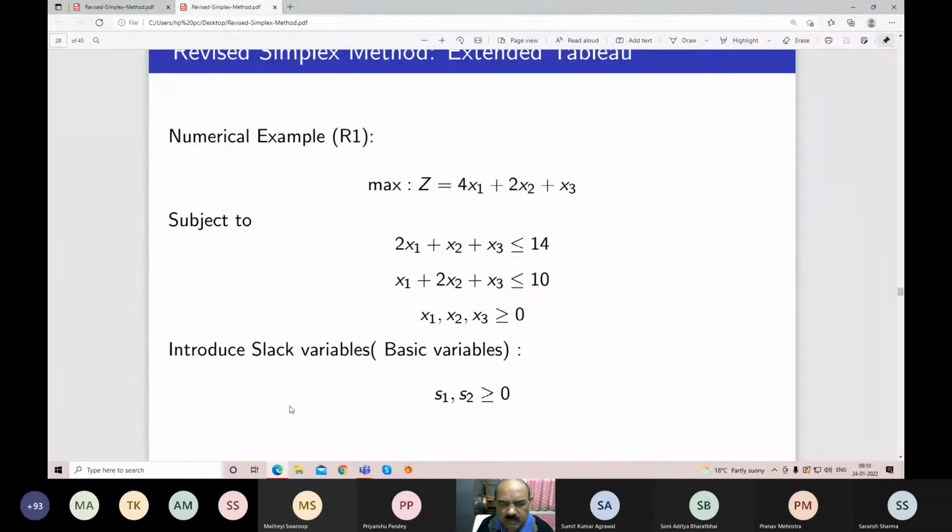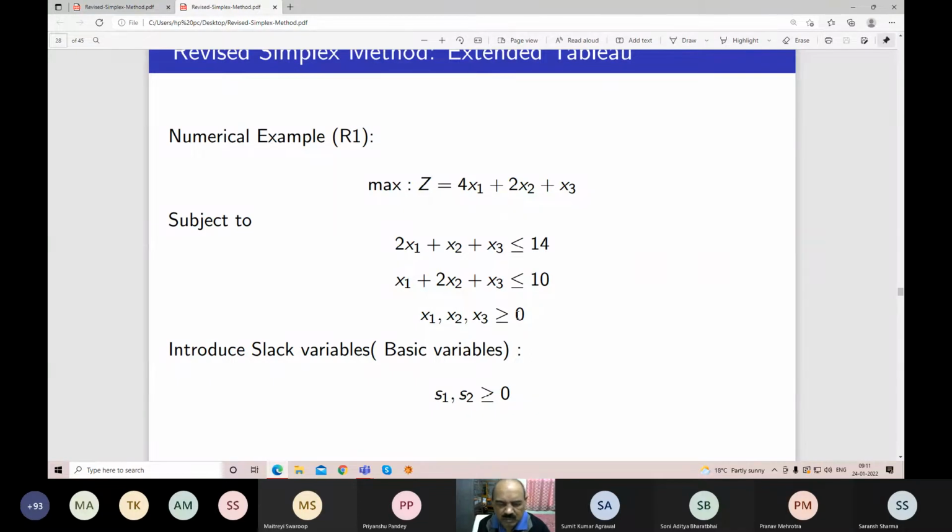See this numerical example. We are going to maximize z equal to 4x1 plus 2x2 plus x3. This is the objective function, and the constraints are like this: 2x1 plus x2 plus x3 less than or equal to 14, x1 plus 2x2 plus x3 less than or equal to 10, and x1, x2, x3 are non-negative. This is a maximization type problem. The constraints are less than or equal to type. We introduce slack variables. The slack variables are S1, S2.